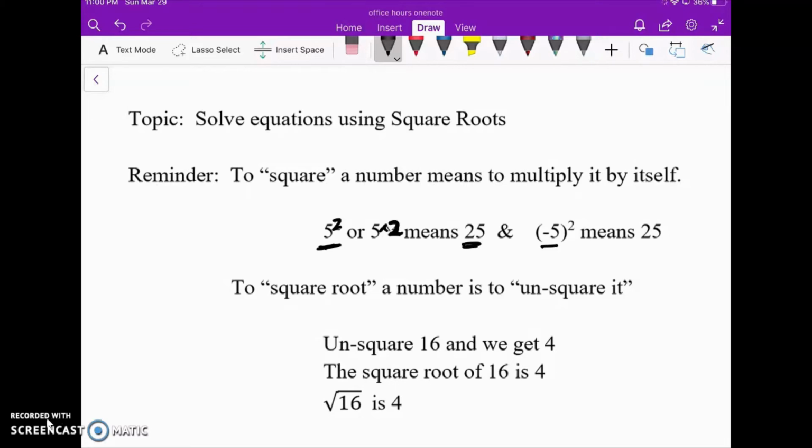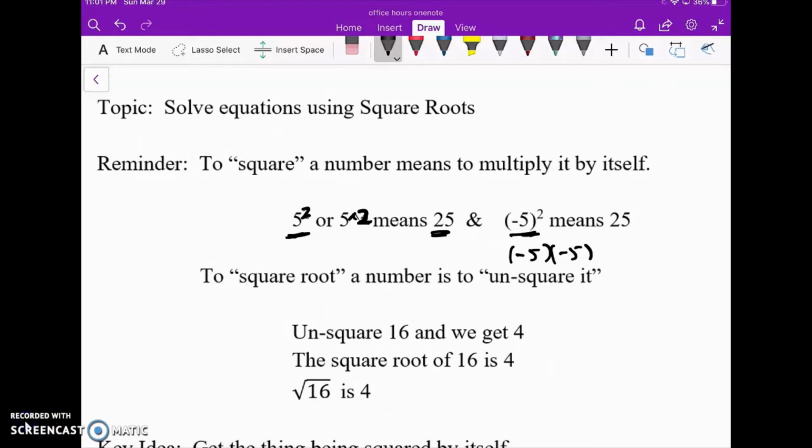Notice that negative 5 squared also would be 25 because we'd have a negative times a negative, which would be a positive. To square root a number is really to unsquare it. So the unsquare of 16 would be 4 because 4 times 4 is 16. The unsquare means the same thing as the square root. The square root of 16 is 4. I know that because 4 times 4 gets me back to 16.